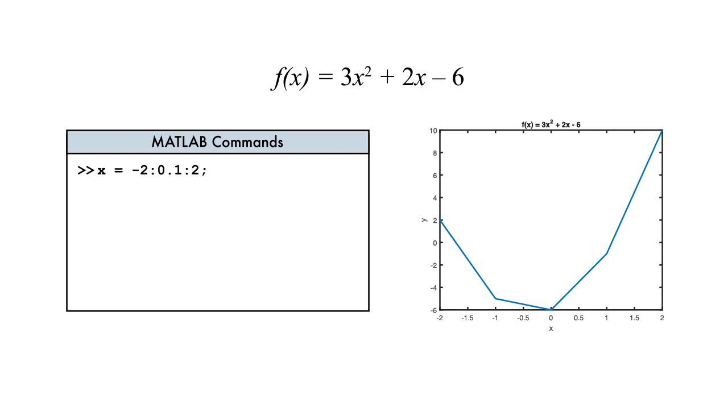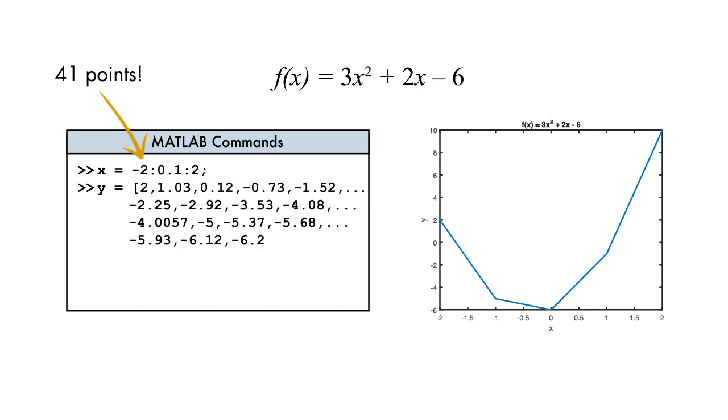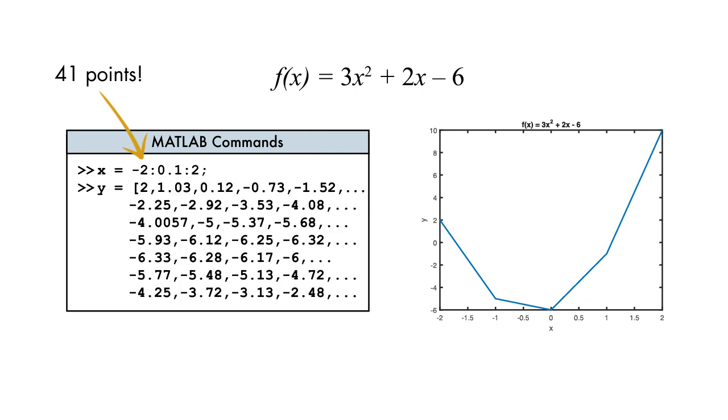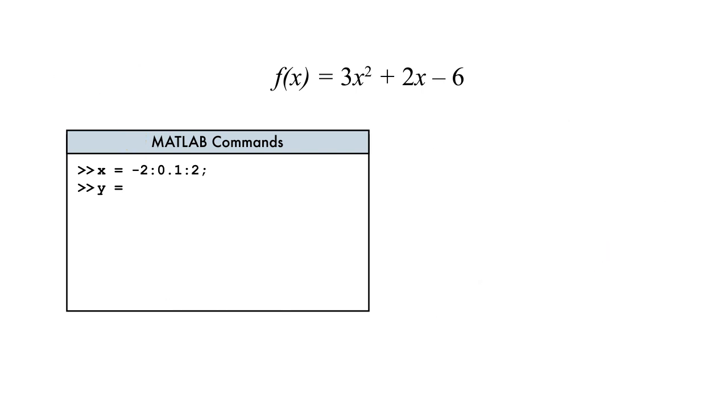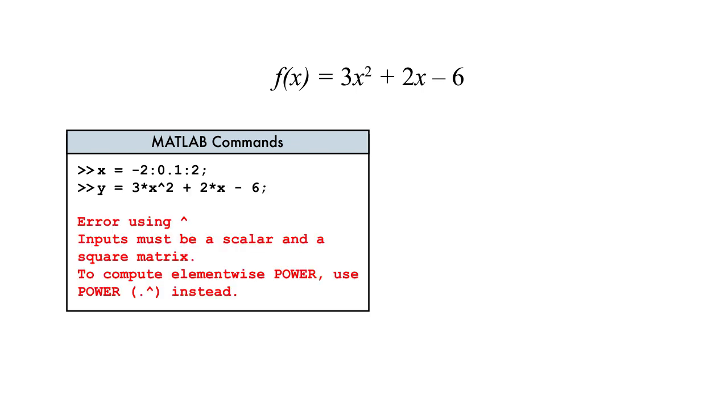We can create a large vector of x values using the colon operator. But do we still have to calculate the y values individually? Let's try using the vector x in a calculation the same way we previously used a scalar and see what happens. Uh-oh, what's going on?